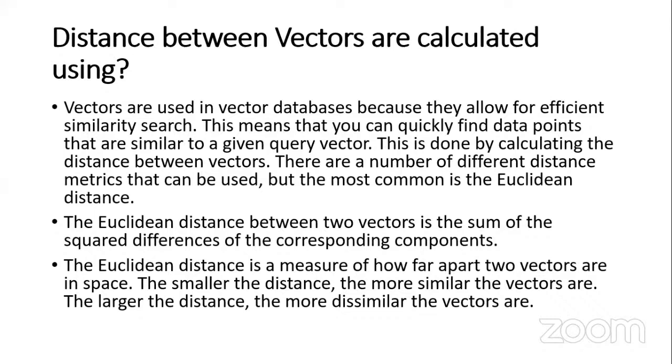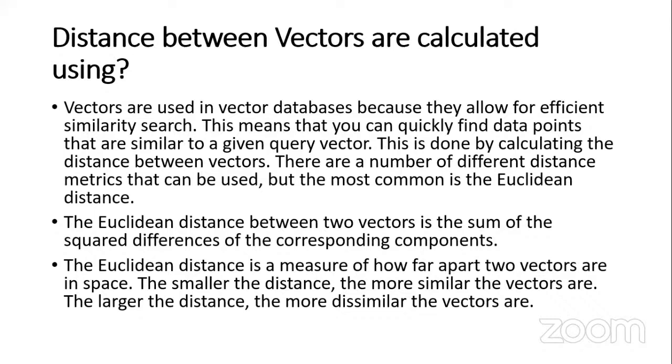Euclidean distance between two vectors is basically the square root of the sum of squared differences of the corresponding components. So I could say root of (x1 minus x2) whole square plus (y2 minus y1) whole square, something like that. The Euclidean distance is a measure of how far apart the two vectors are in space. The smaller the distance, the more similar these data points are, the more similar the vectors are. The larger the distance, the more dissimilar they are. So if I have a couple of vectors lying in a space, I can say that whichever pair lies closer to each other is the most similar pair.